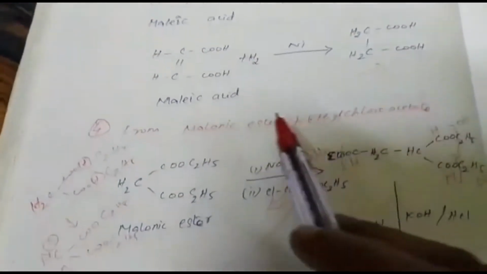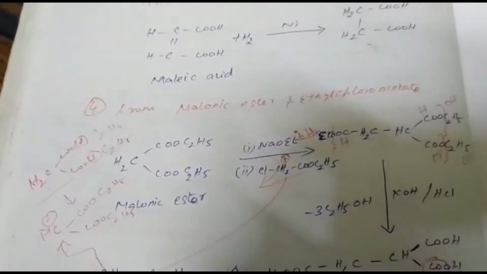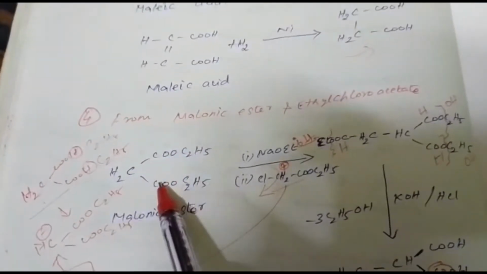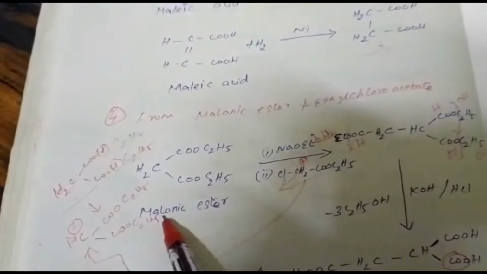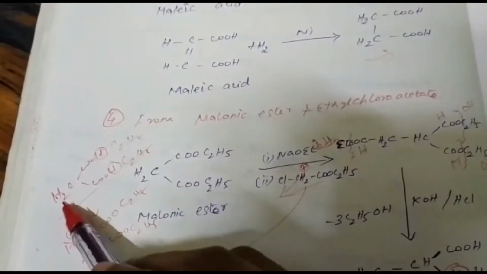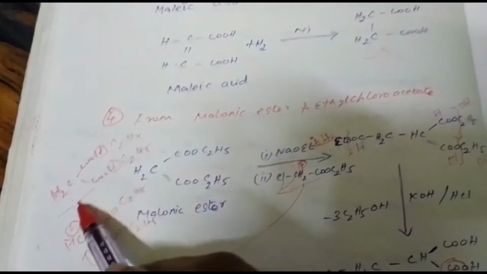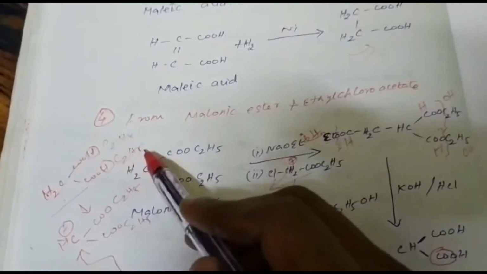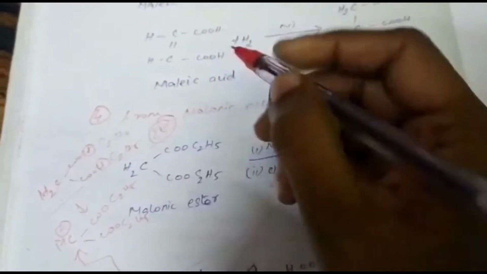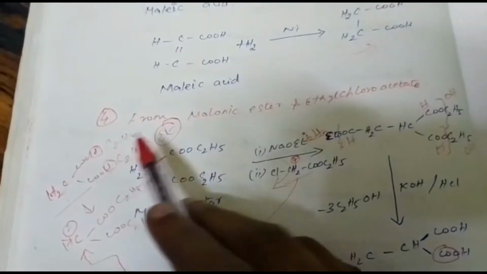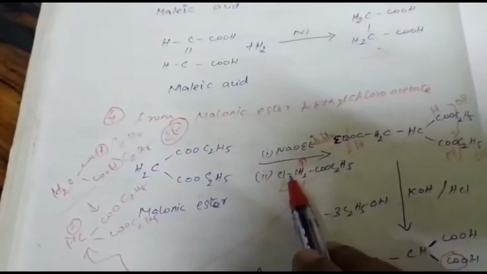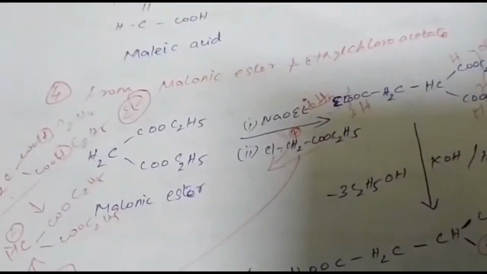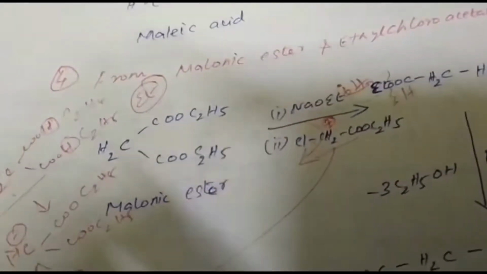So the fourth preparation is from malonic ester and ethyl chloroacetate. This is the structure of malonic ester, CH2(COOC2H5)2. So what is malonic acid? CH2(COOH)2. It is a dicarboxylic acid. Here, the 2 hydrogen atoms are replaced by a C2H5 unit, that is ethyl, so it is called an ester. It is malonic ester. It is treated with ethyl chloroacetate in the presence of a base. Here, sodium ethoxide, NaOEt, is used as a base.